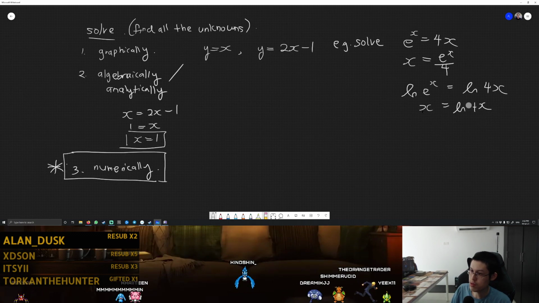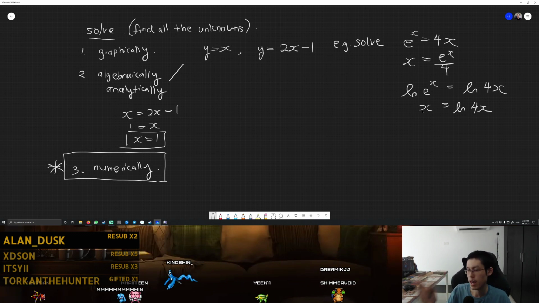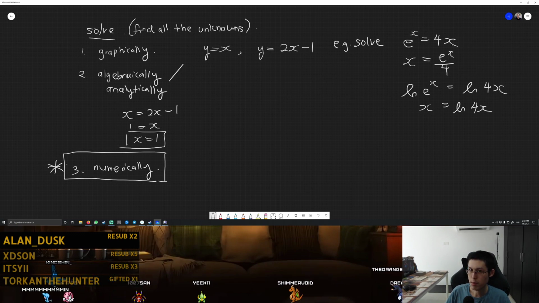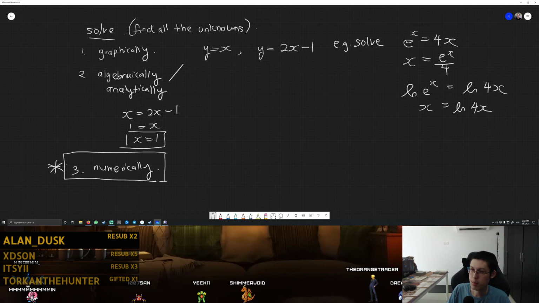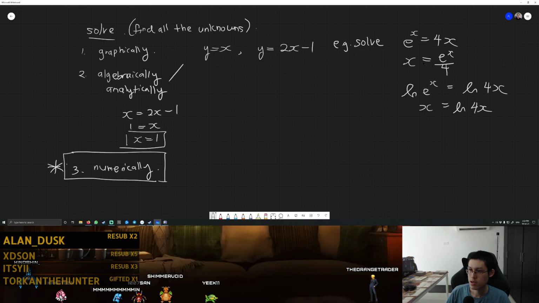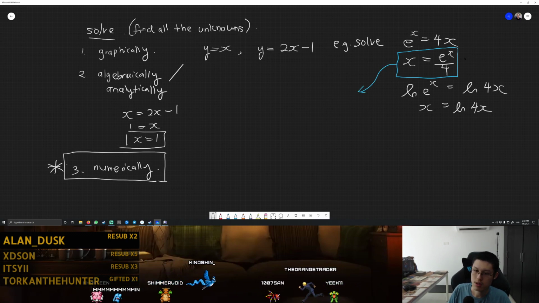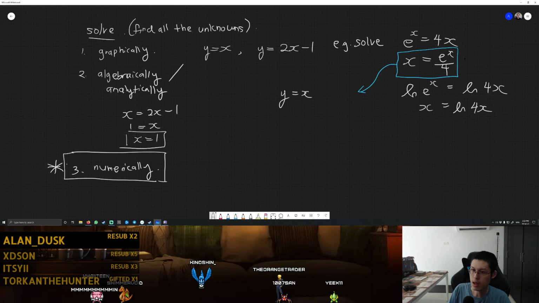However, there is something else you can do. What you want to do is pick one of the x's. It could be this x here on the left or this x here on the right. You pick one of them. Let's say I'm going to pick the x on the right, and then I'm going to make that the subject. So I'm going to end up with this expression right here. From this expression, we can actually split this into two parts: y equals x and y equals e to the x over 4.